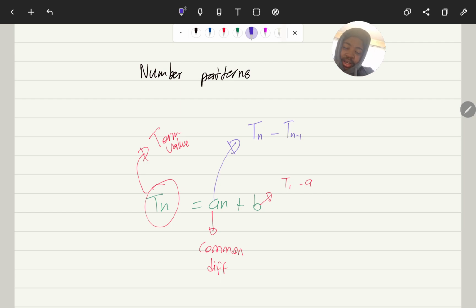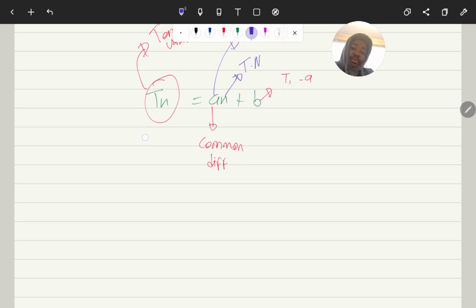With this thing that I have right here, I am done with this topic of number patterns, if you can just understand everything that is here. But we're going to put it into application. We're going to start applying it. One thing I didn't talk about is the term number, n, which tells you the term number.